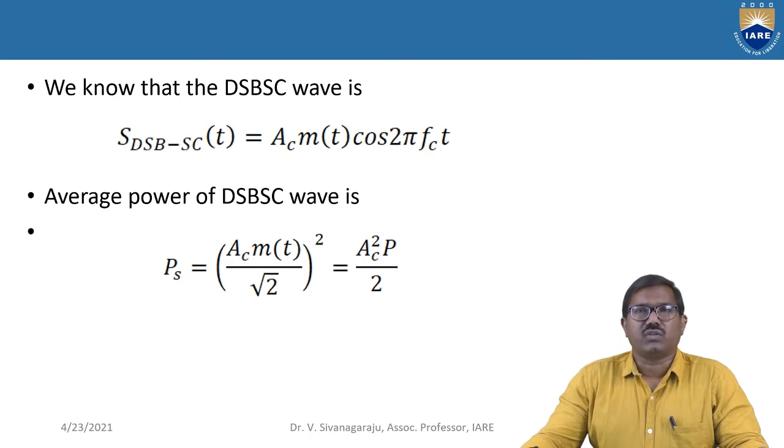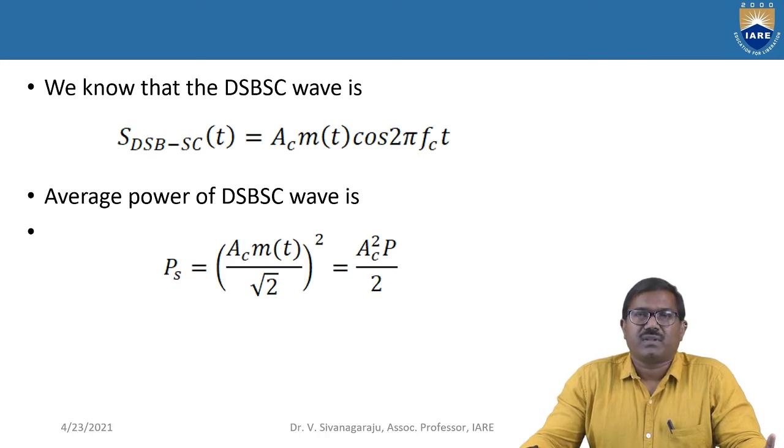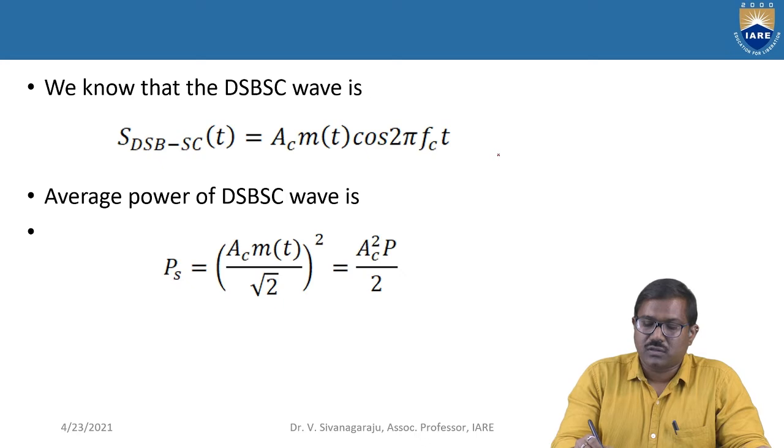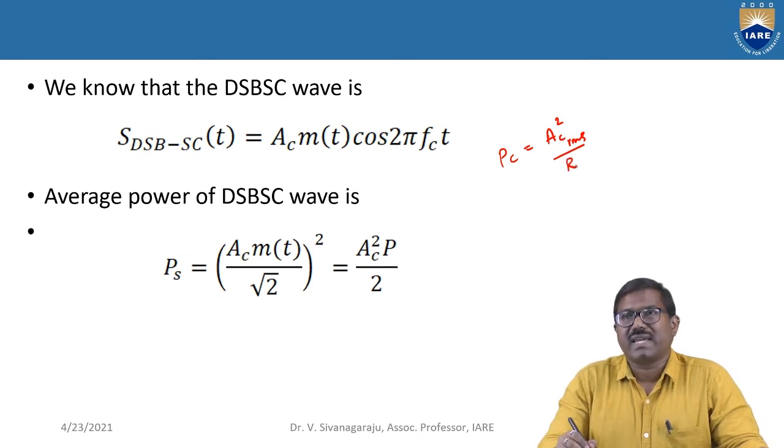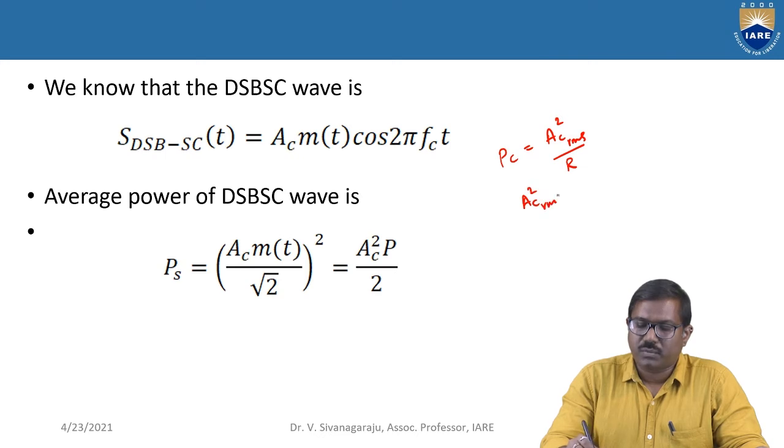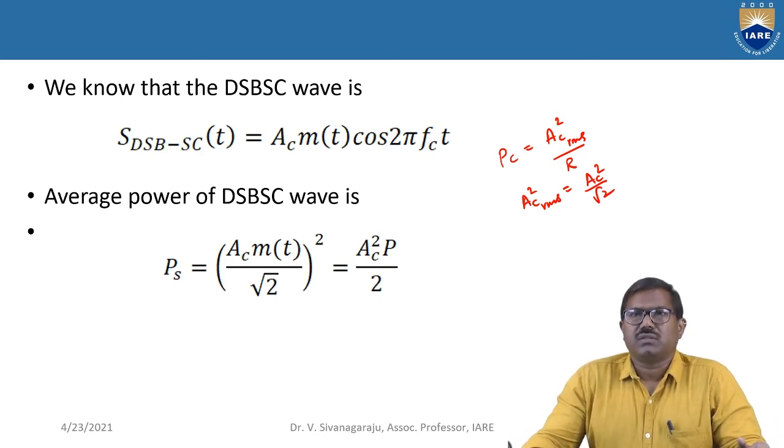Now the average power of the DSB-SC wave is S, which is equal to (Ac m of t by root 2) whole square. So here you get Ac square P by 2. Why? Because the carrier power Pc, we know, is Ac square RMS by R. This is the carrier power. But we know Ac RMS we can write as Ac by root 2. So substituting, we get this one. So the power Ps is equal to Ac square P, where P is the power of m of t.